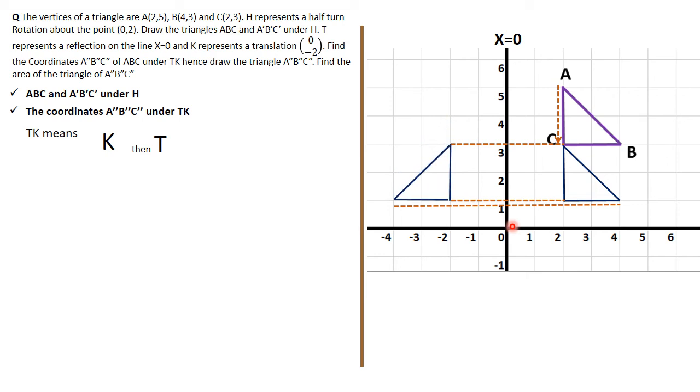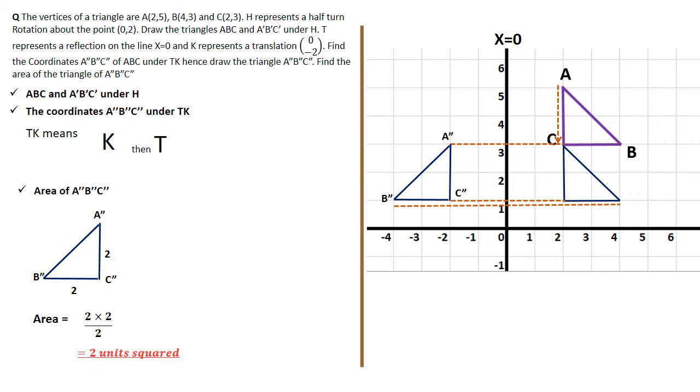We are told to look for the coordinates of the second image, and therefore we have A double prime, B double prime, C double prime. You can always have the coordinates if you want. The last part is to find the area of the triangle, that second image. Again, I've extracted this triangle here. The steps from the point B double prime to C double prime is 2 steps, since it's from -4 to -2. And the other one is also 2 steps. So the area is just the area of a triangle, which is 2 times 2 over 2, which is 2 square units.